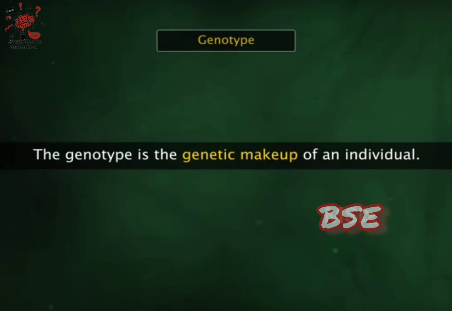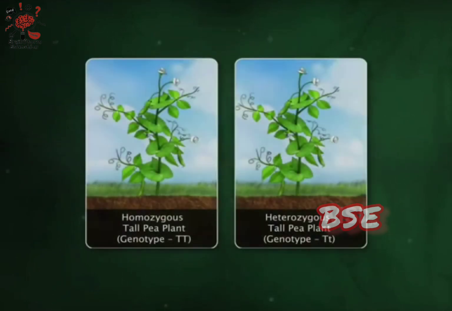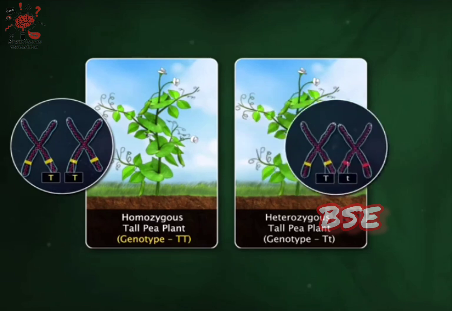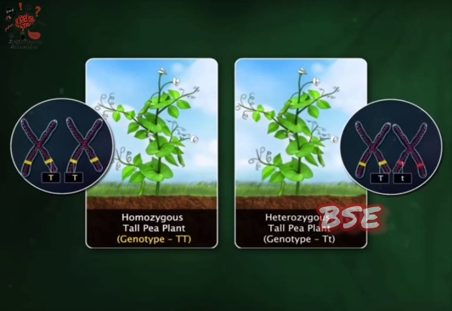Genotype. The genotype is the genetic makeup of an individual. For example, these two pea plants are phenotypically tall, but the genotype of the first plant is capital T capital T, whereas the genotype of the second plant is capital T, small t. The first plant is homozygous and the second is heterozygous.